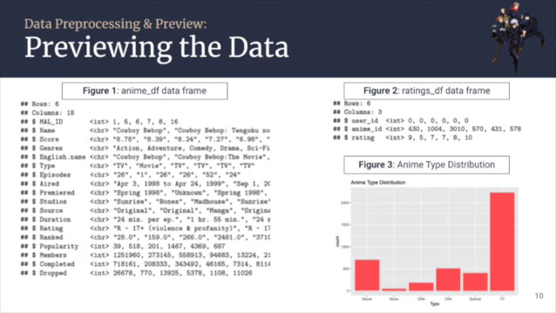The anime data frame consists of 18 attributes such as genre, rating, ranking, and popularity. The ratings data frame included an anonymous ID for each user and their rating for a given anime. Looking at the types of anime included, TV series make up a substantial portion of anime.